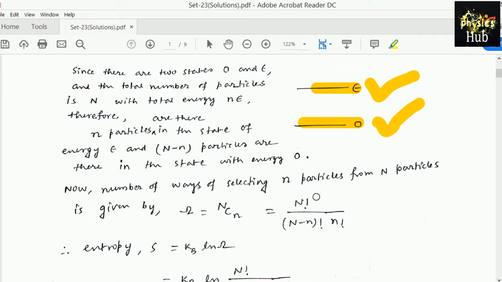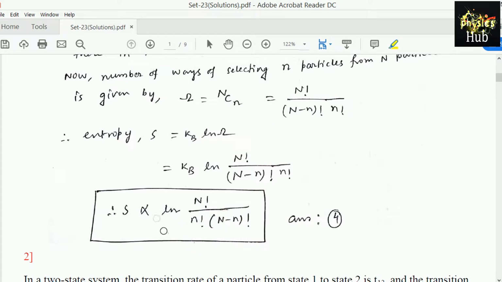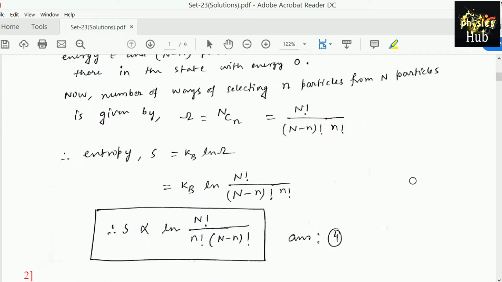Now, the number of ways of selecting these n particles among these capital N particles is given by NCn, that is equal to this. If you expand this, you get this one. Therefore, entropy is equal to kB ln omega. Well, omega is the number of microstates, so kB, and we just put the value of omega from here, and we see that S, this entropy, is proportional to ln of N factorial by n factorial into N minus n factorial, and it is matching with option 4. So option 4 is the correct option.